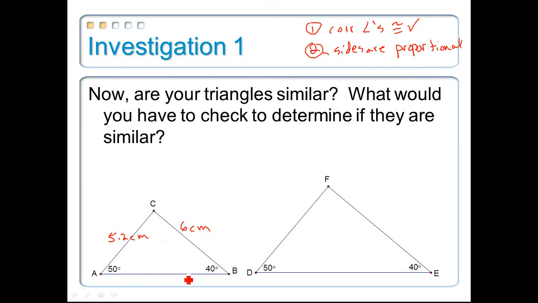Since this is 90, I expect this to be bigger than 6 centimeters. So we'll check that right now. And I got 8.2 centimeters with my ruler here. 8.2 centimeters. Okay? So now we're going to do the same thing over here. We're going to measure all these. So DF looks like about 7.2 centimeters. Okay, so I got the pen working again, 7.2 centimeters.